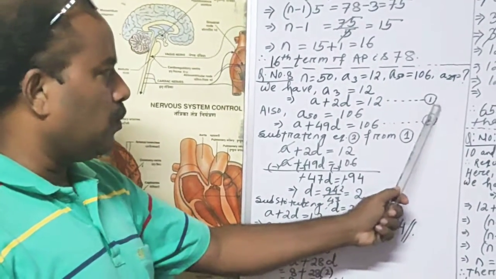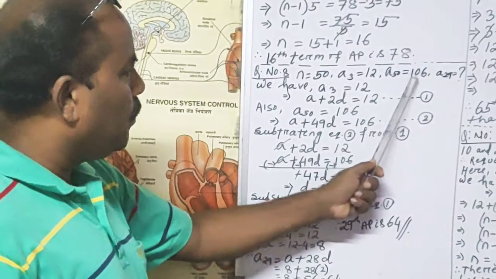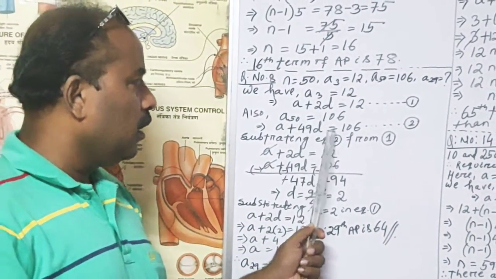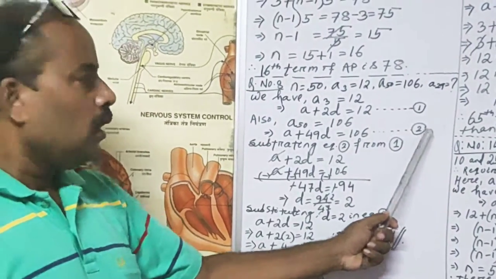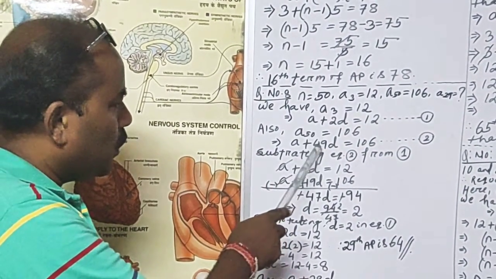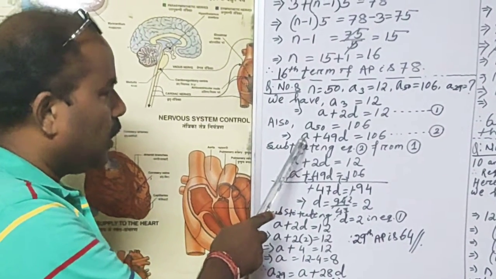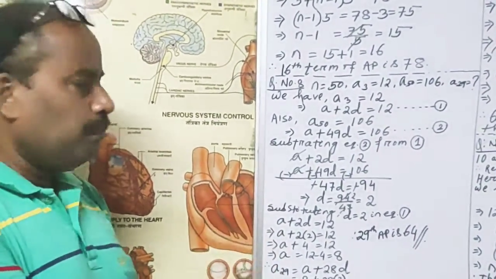This is equation 1, which we have done. Again, A50 is equal to 106. A50 means we can write A plus 49D equal to 106, equation 2. So when we have to solve these two equations, since the same equal signs are there for A and A, we have to subtract.